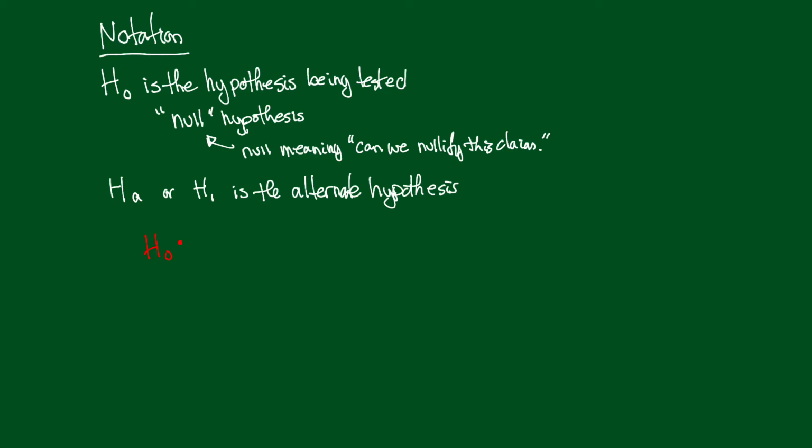H naught, and then we write a colon, states that mu equals 7.4. So this is our assumption. We're testing this assumption. So H naught, the colon reads states that. So H naught states that the mean is 7.4. And then if I do have enough evidence to reject that, I need an alternate hypothesis. And we'll write that like this. I'm going to use H sub A. I think the book might use H1, but I'll use H sub A for alternate. The alternate hypothesis might be this. Because of the wording of the problem, let's go back here.